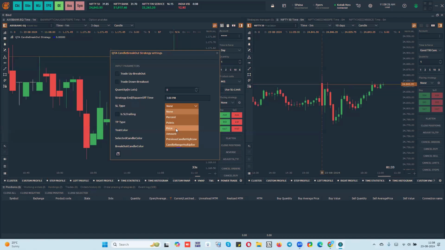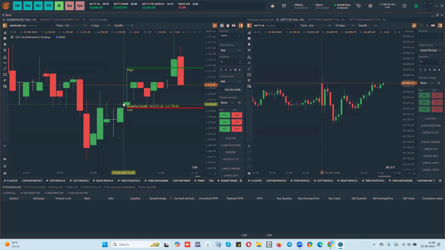Next option that we have is amount. Amount means you can quantify your profit or loss in terms of value. So if you want to put a stop loss for 500 rupees or 1000 rupees, you will be able to put that. Then there are two other options, the first being previous candle high low, which means suppose you're using this particular strategy on this candle, the previous candle's low or high will become your stop loss.